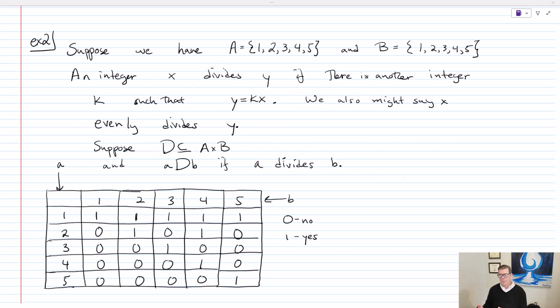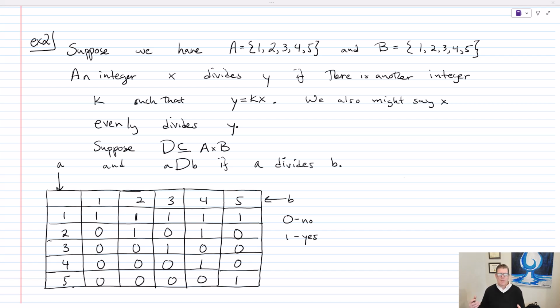Let's take a look at another example. Suppose that we have A, a set which equals {1, 2, 3, 4, 5}, and B, which equals {1, 2, 3, 4, 5}. An integer x divides y if there's another integer k such that y equals kx. We might also say that x evenly divides y. Pretty simple idea, really. For example, 20 divides 40 because 40 equals 20 times 2, or 40 divided by 20 is actually giving me a whole number.